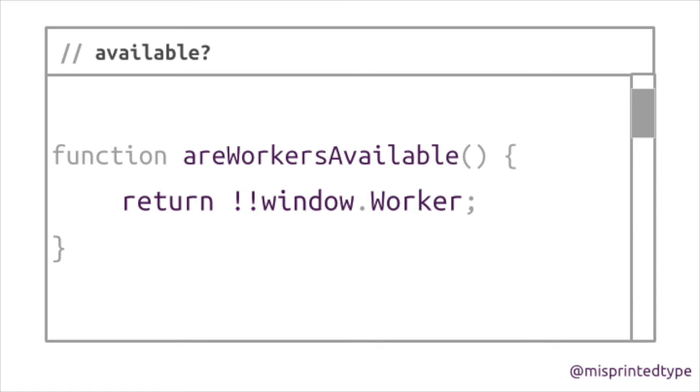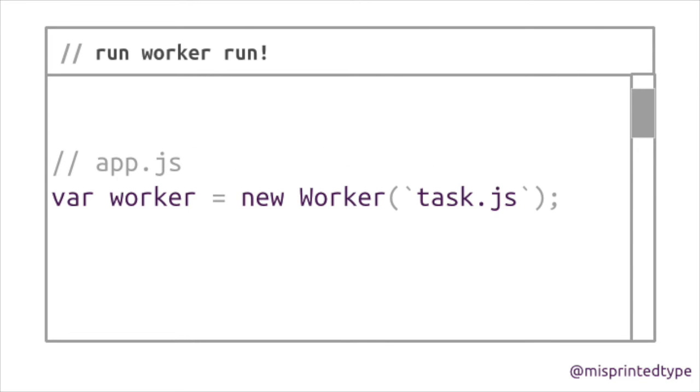So, in order to find out if we can use web workers, we need to check if the Worker property is on the window object. If the browser doesn't support it, you get undefined and you will be fine. And web workers run in an isolated thread. So, as a result, the code they execute needs to be contained in a separate file.